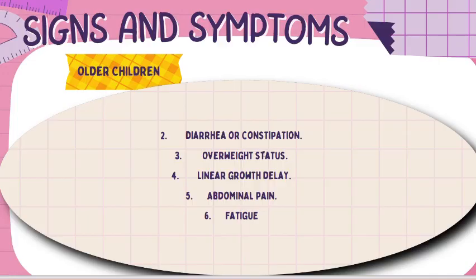Signs and symptoms of older children: diarrhea or constipation, overweight status, linear growth delay, abdominal pain, and fatigue.